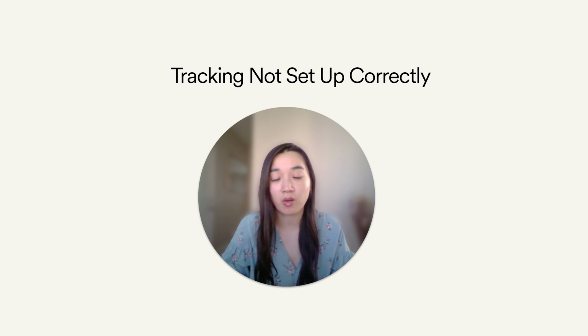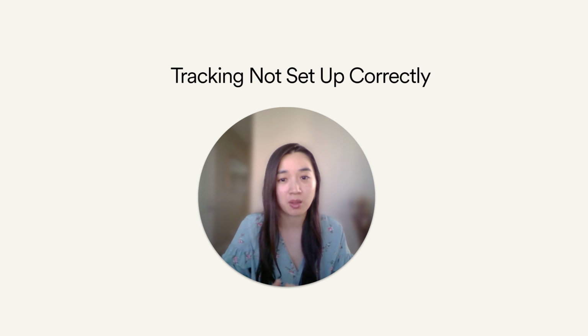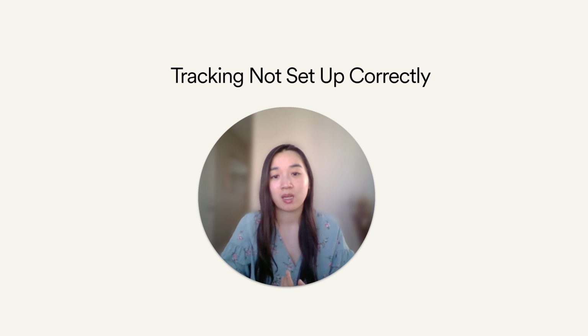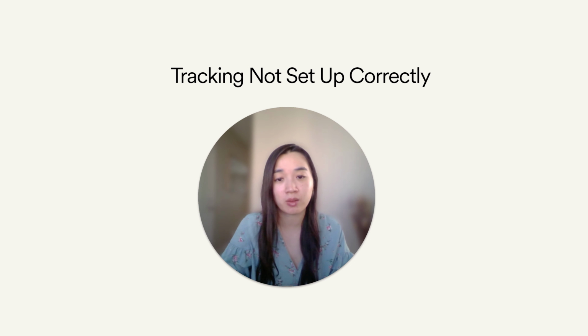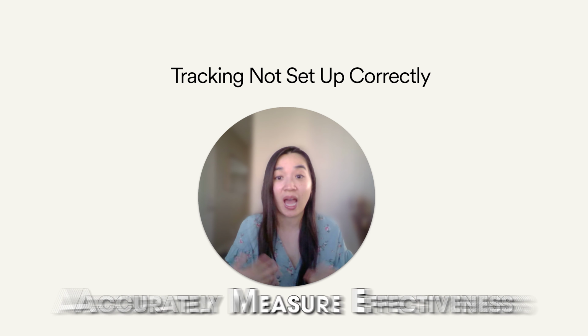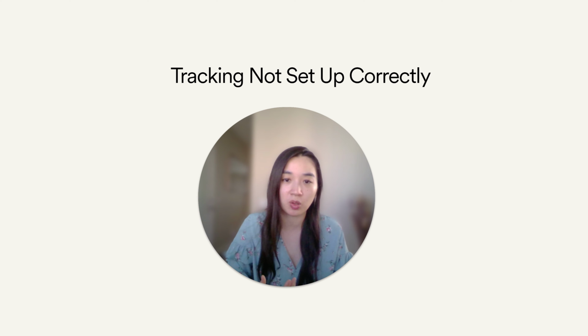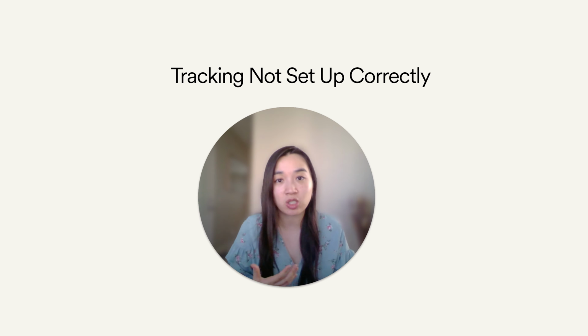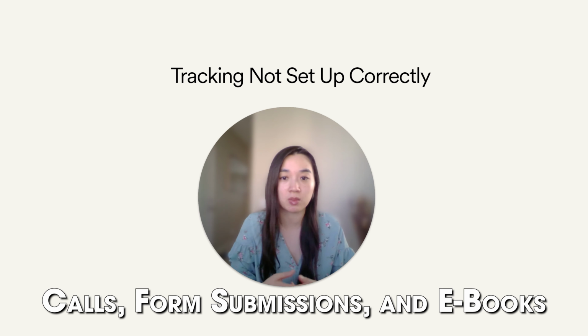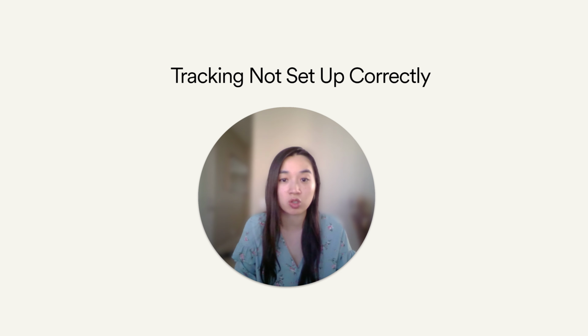Another common reason why your Google Ads lead generation campaign might not be performing that well is because your conversion tracking was not set up correctly. This is a very common mistake that a lot of advertisers make, and it's just forgetting to double check conversion tracking. Your ads might be performing great, but your tracking is probably telling a different story. Conversion tracking allows you to accurately measure the effectiveness of your Google Ads campaign, and it can track actions that people take like phone calls, form submissions, ebook downloads, and whatever conversions you want to count.